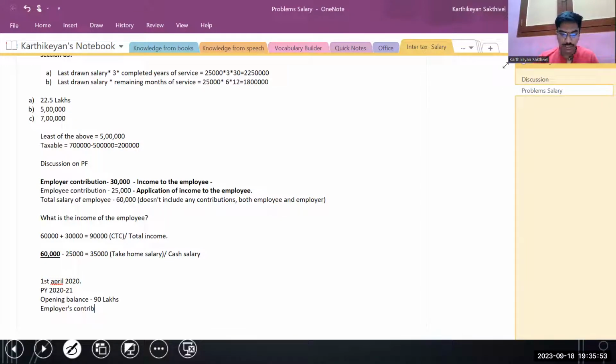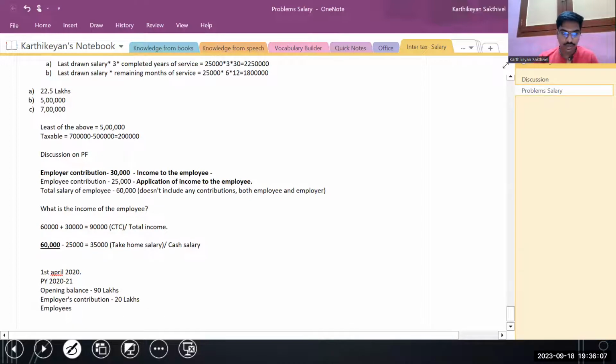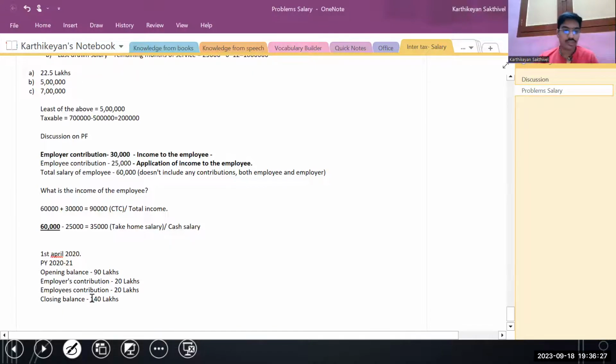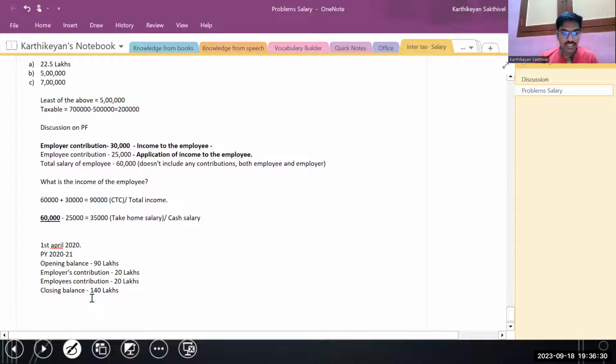Employers contribution is 20 lakhs. சும்மா ஒரு எக்ஸாம்பிளுக்கு வச்சுப்போம். Employees contribution is again 20 lakhs. Closing balances plus 40, 130, 155. Okay, wow. So in the previous year 2021, what is the amount which is taxable?